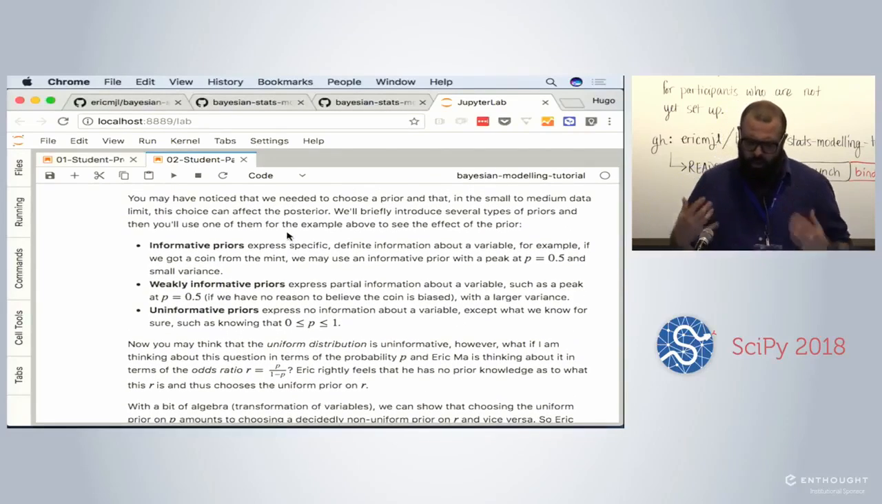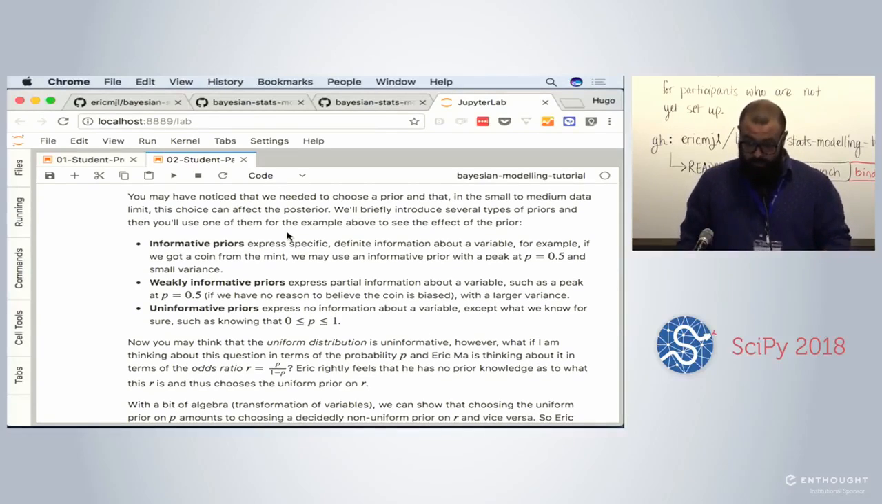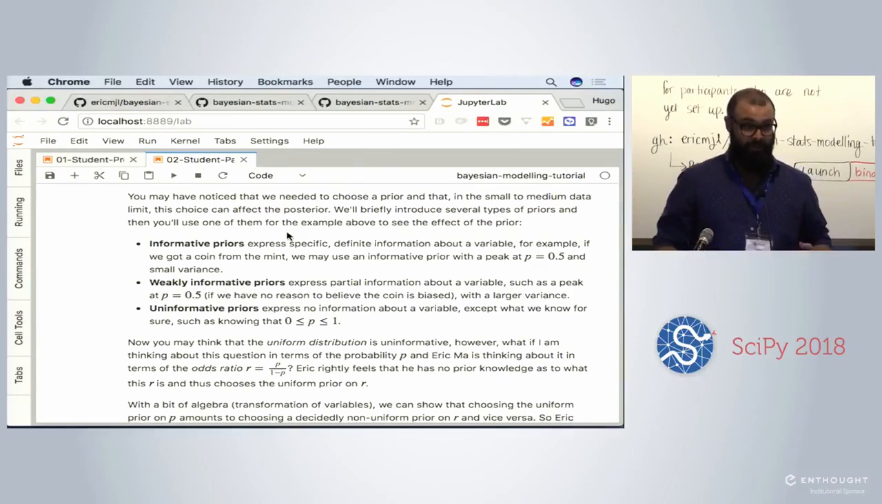Okay, so what I do want to say, though, is that there are a whole variety of different types of priors. There are ones that are informative, that express specific, definite information about a variable. As I said before, if you get a coin from the mint, you may want to use an informative prior with a peak at 0.5. That's pretty thin. There are weakly informative priors that express partial information about a variable, such as a peak at 0.5, if we have no reason to believe it's biased, but with a larger variance. And we have uninformative priors that express no information about a variable except what we know for sure, such as knowing the probability is between 0 and 1.